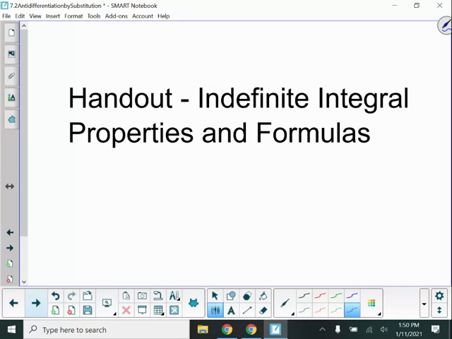This is something that you may want to copy down, or at least print out and glue or staple into your notes, because it is extremely important that you know those antidifferentiation formulas.